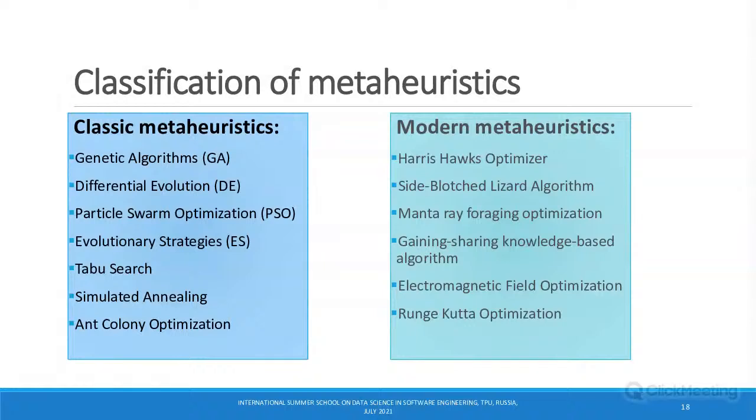But among the metaheuristics, we could also classify them in two big groups: the classical approaches that include genetic algorithms, differential evolution, particle swarm optimization, among others, and the modern metaheuristics. Here, I consider some recently proposed methods, like this one that was proposed this year. This was proposed last year, the gaining sharing knowledge algorithm. This was proposed in 2019. All of them are recently proposed, but we have a lot of methods that are recently proposed. Every month, we could see a lot of new algorithms with different inspiration.